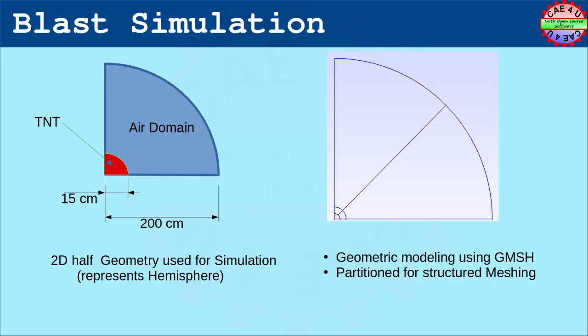As stated earlier, it is a simplified 2D axisymmetric geometry representing a hemisphere in which TNT is filled to 16 cm of radius, and the air domain spans to a radius of 200 cm from origin. The geometry was modeled in Gmsh. The required partition was made to enable structured grid generation. Again, structured grids are preferred for computational efficiency and accuracy. The mesh was also generated using Gmsh.